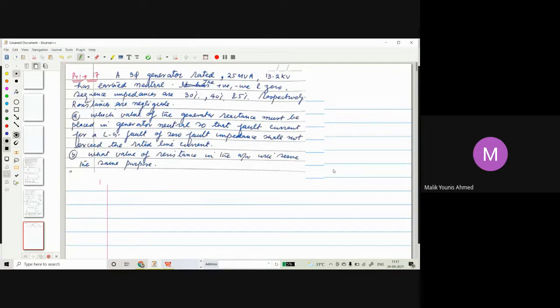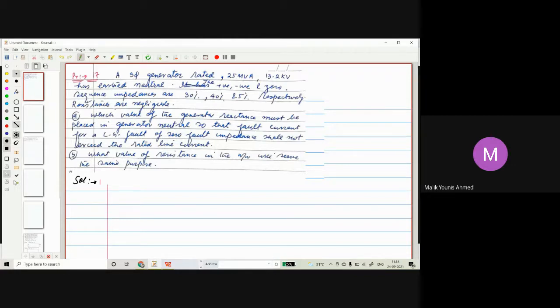Then what is the value of the resistance in the network that will serve the same purpose? So if it is not reactance, then what is the resistance value which will serve the same purpose? Please have a look. This is also a very important numerical. One part of it can be asked in GATE-type examinations.